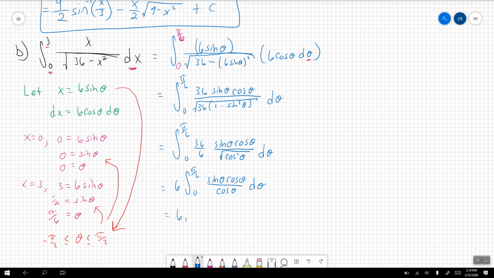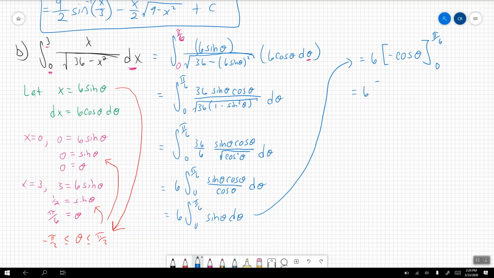So this really just turns into 6 multiplied by the integral from 0 to pi over 6 of sine theta. Look at that. Really nice integral that we get. So working through this integral now, all we have to do is figure out what is the antiderivative for sine theta. That antiderivative should be negative cosine of theta, and we're going to evaluate that antiderivative from 0 to pi over 6.